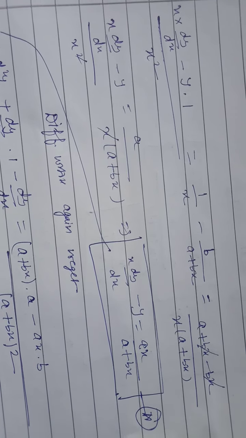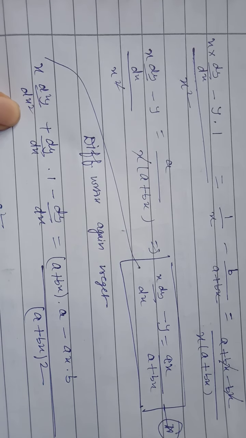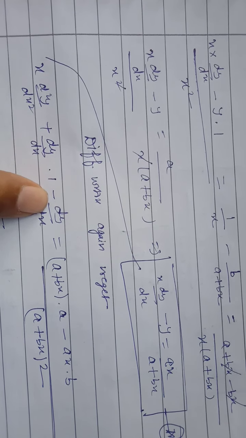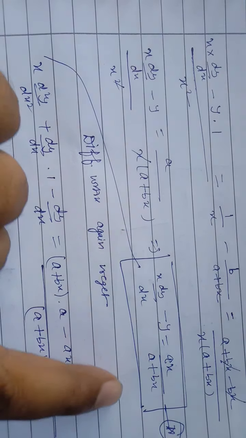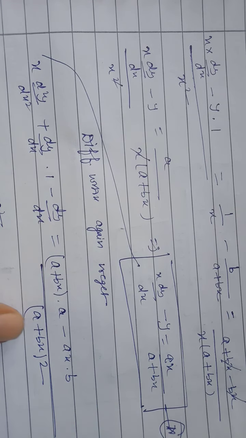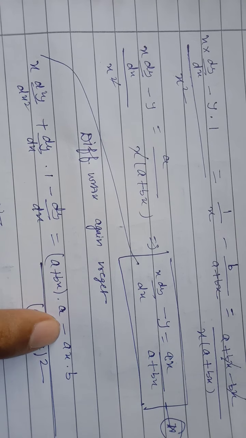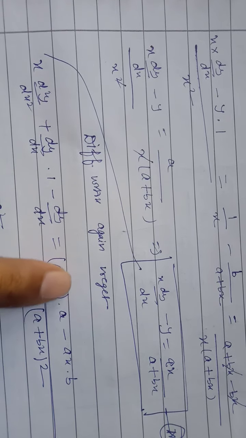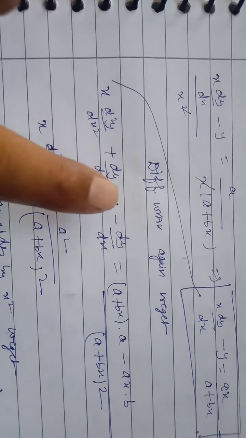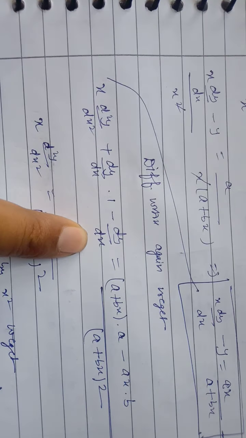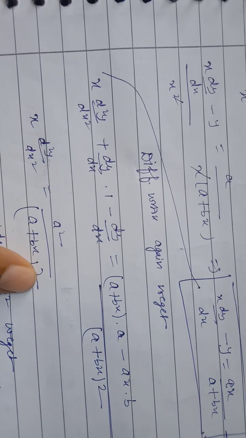Differentiating again with respect to x, we will apply the u into v rule: first function as it is, derivative of second, plus second as it is, derivative of first, minus derivative of y, dy by dx, is equal to, applying the quotient rule, a plus bx whole square, v as it is, derivative of u minus u as it is derivative of v, ax and ax will be cancelled out. And dy by dx will cancel out dy by dx, so x d2y upon dx square is a square upon a plus bx whole square.